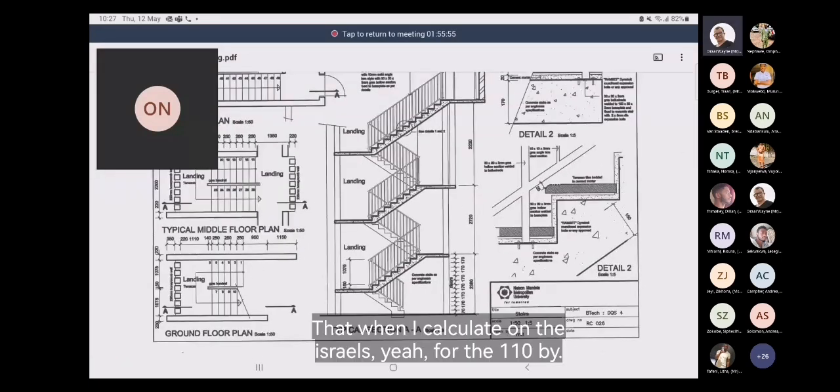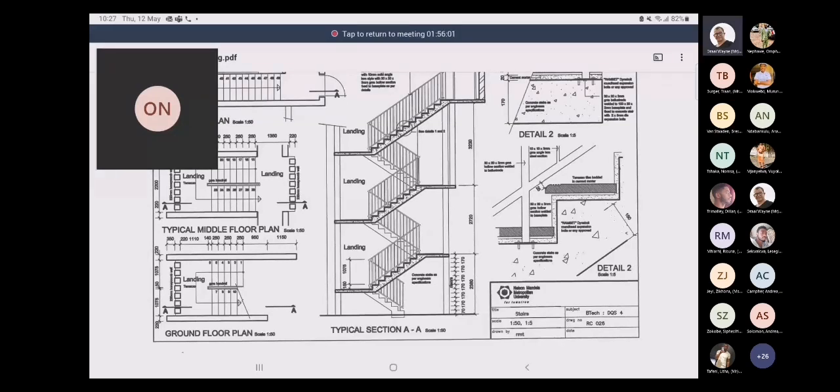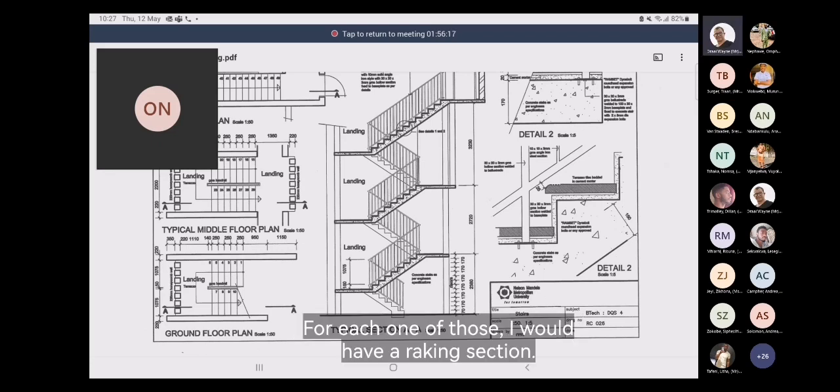That's what I calculate on these rails here for the 110 by 110 angle. The square section, my apologies. And then raking intersection last. For each one of those, I would have a raking intersection where my top rail 50 by 6 meets with my bottom 30 by 30 by 3. For each one of those, I would have a raking intersection.